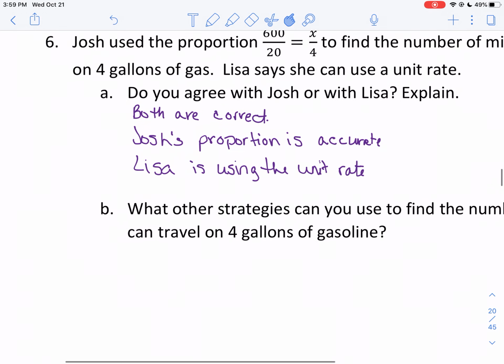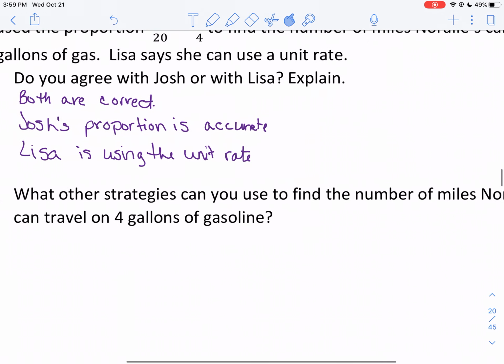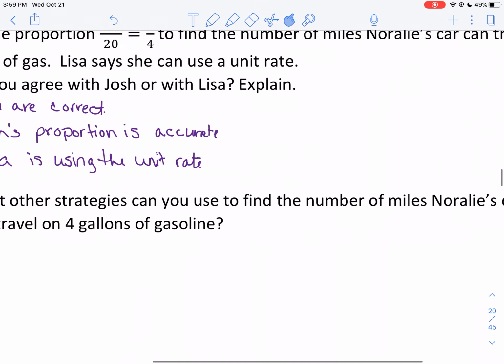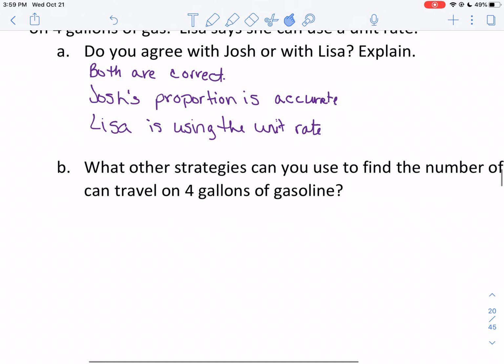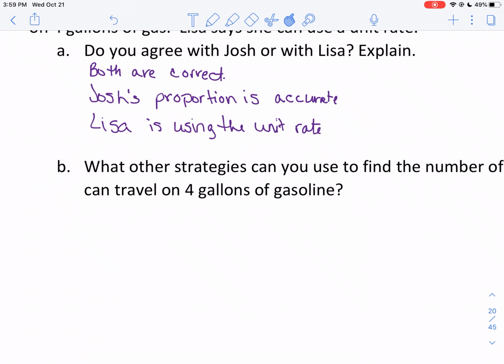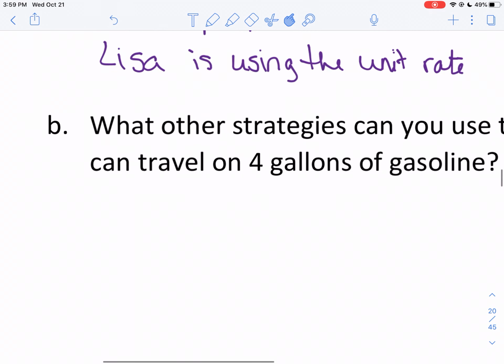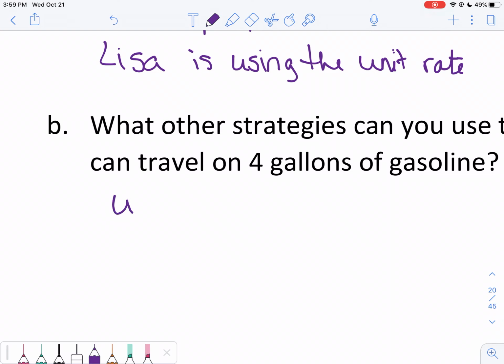What other strategies can you use to find the number of miles Nora Lee's car can travel on 4 gallons of gas? Well, we can make a table, right? So we can make a table or a graph.